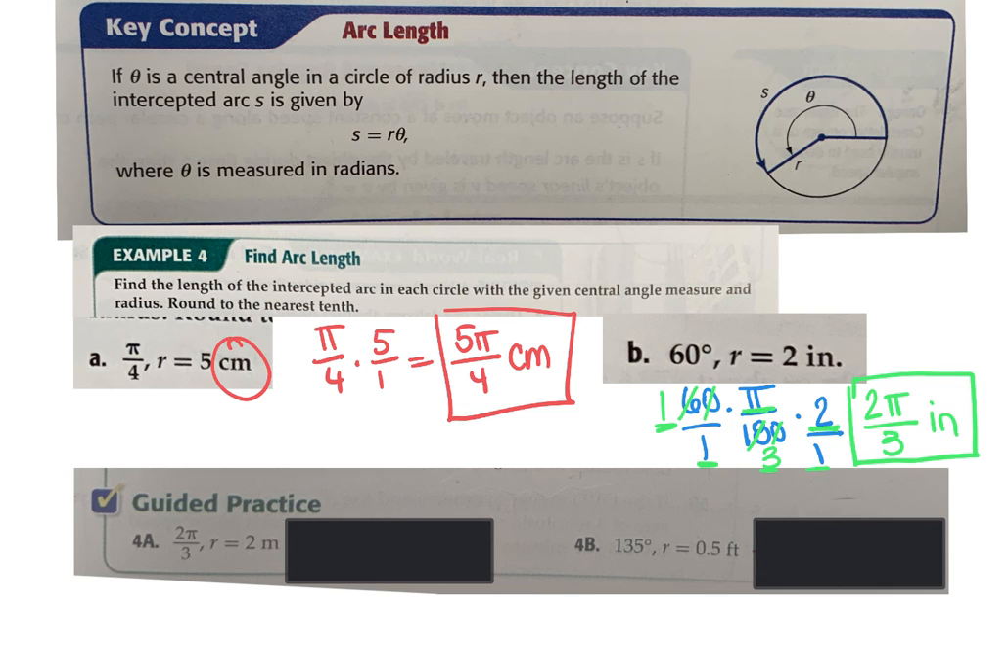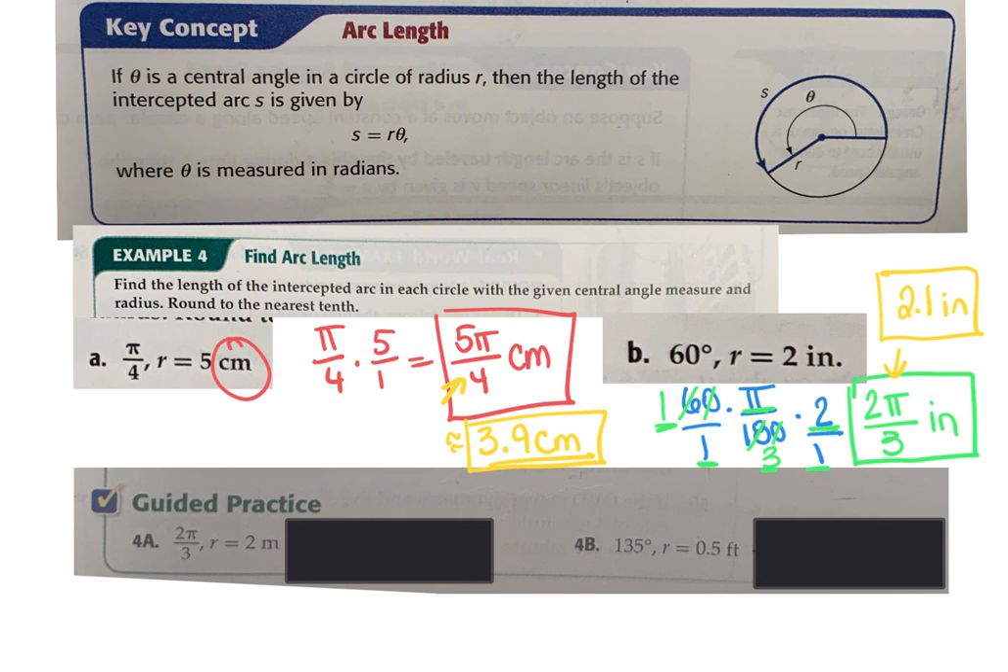Now, this said round to the nearest tenth. So if it says that, then we're going to take this and put it into our calculator, because pi is not in decimal form. So if I take 5 and multiply it by pi and divide by 4, I get approximately 3.9 centimeters, okay? Here, if I take 2 times pi and divide it by 3, I get 2.1 inches, all right?